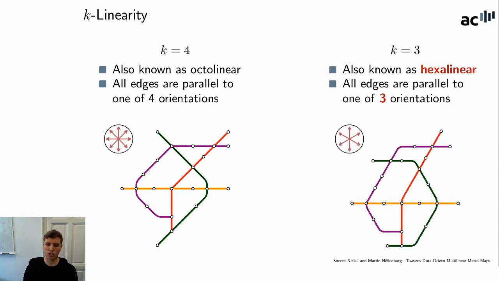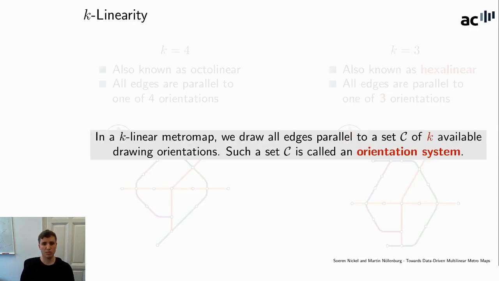But we can change that to the thing that we've also just seen, where we have a 3-linear metro map, which we will also call a hexalinear metro map. And now every edge needs to be parallel to one of 3 available orientations. And in general, in a k-linear metro map, we draw all edges parallel to a set of k available drawing orientations. The set of all valid and available orientations is called an orientation system.